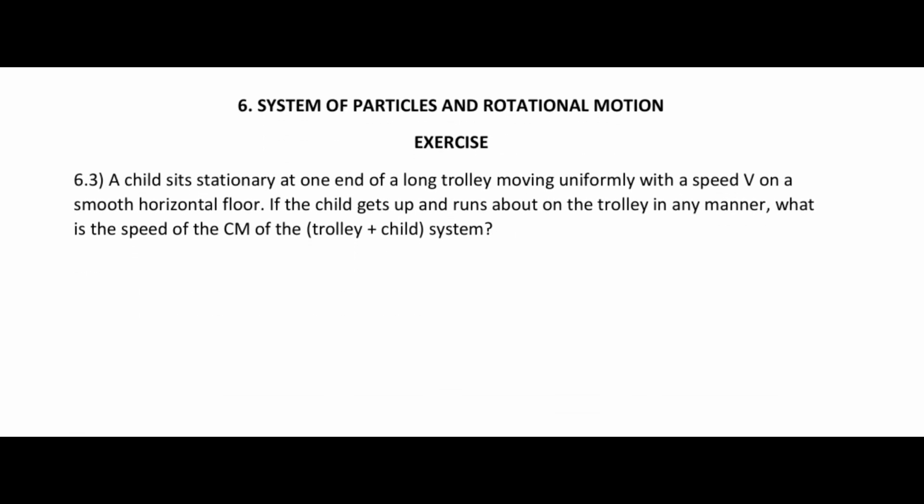Coming to 6.3. A child sits stationary at one end of a long trolley moving uniformly with a speed v on a smooth horizontal floor. If the child gets up and runs about on the trolley in a manner, what is the speed of center of mass of the trolley plus child system? Here the trolley and the child is taken like a system.